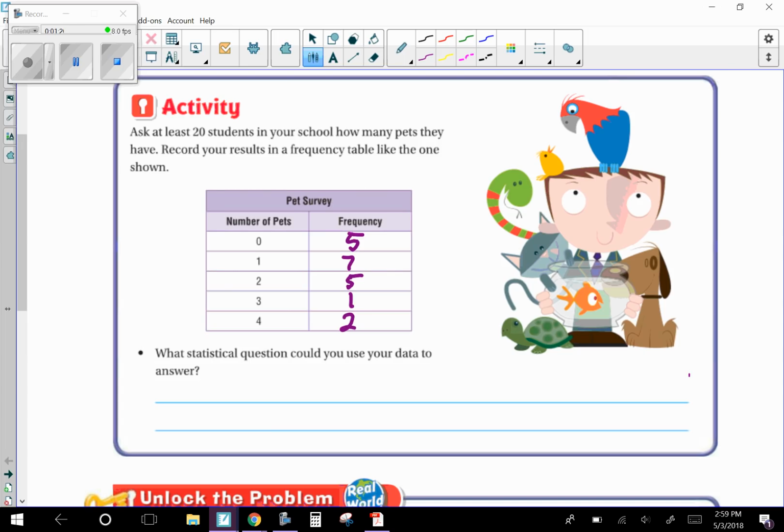What statistical question could you use your data to answer? So statistical question, remember, we have to talk about things that vary. So an example of one of the questions we could use is, what is the mean number of pets per people I surveyed? So that's just an example.